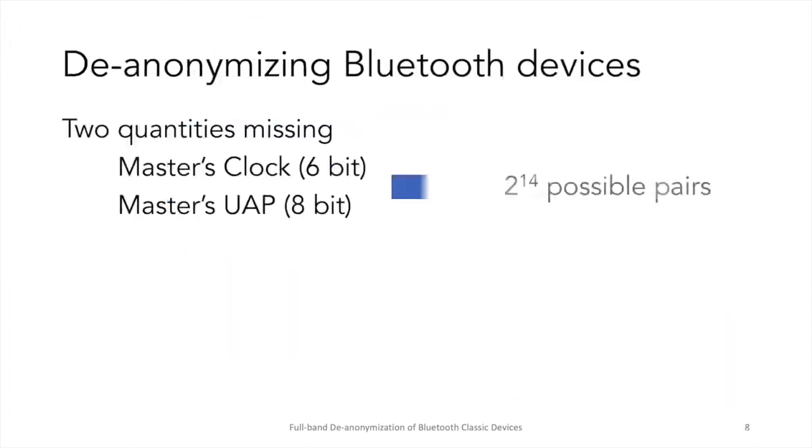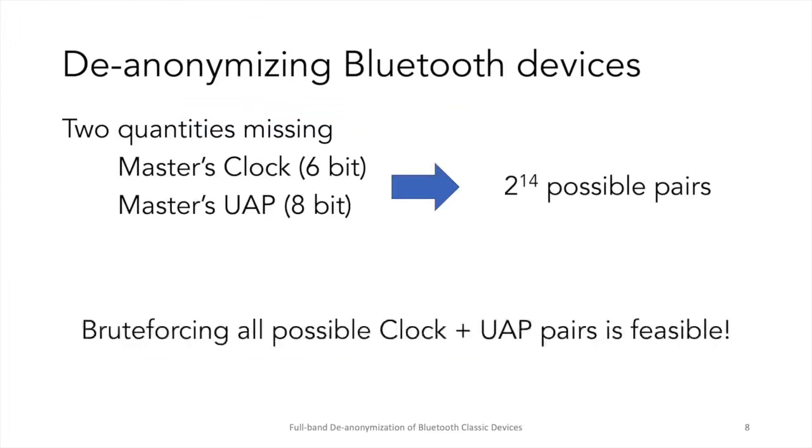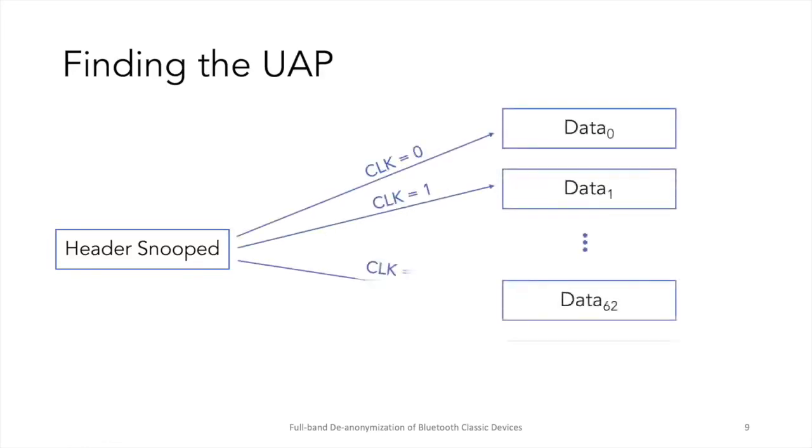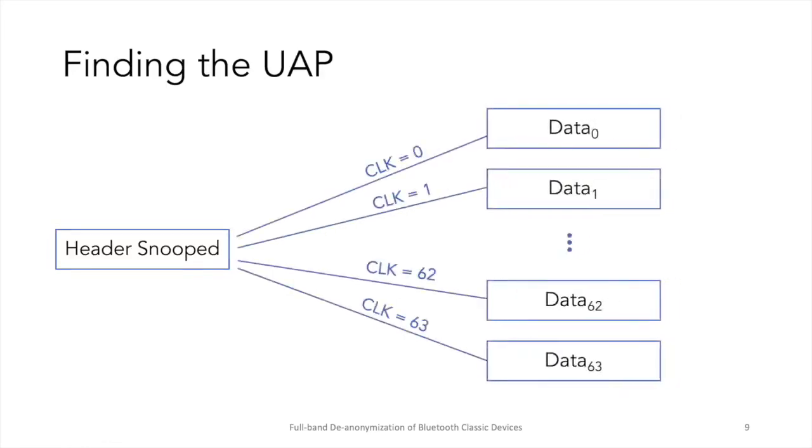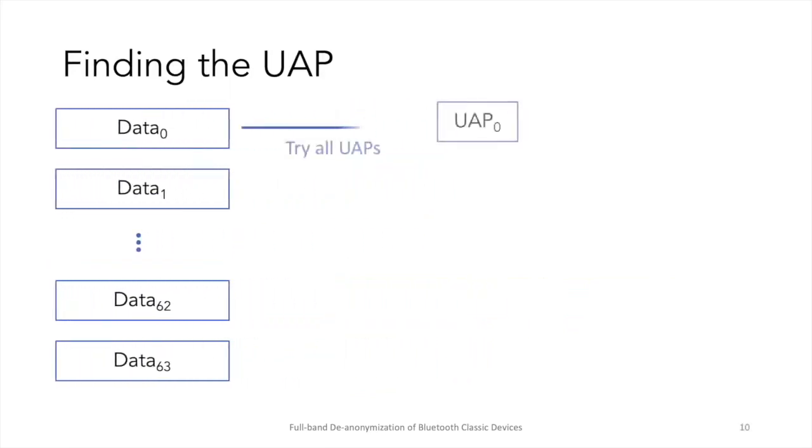However, since there are approximately 16,000 possible pairs of UAP and clock, finding the right one with brute force is feasible. This is what can be done when one packet is received. The header is first de-whitened using all the 64 clock values. Then, for every clock value, we find which UAP validates the header data.